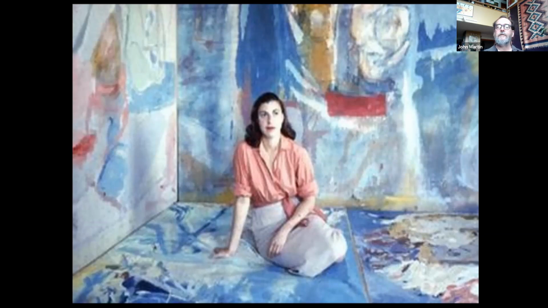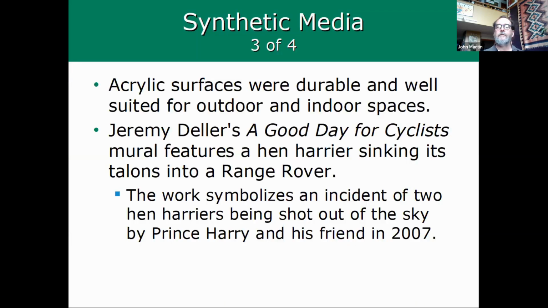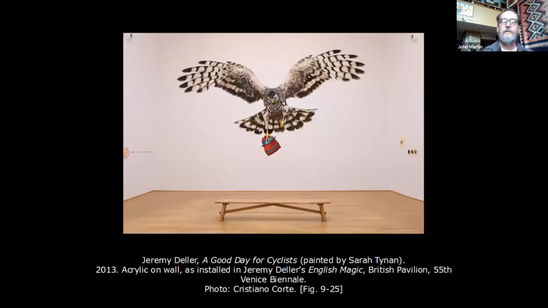Acrylic surfaces were durable and well suited for outdoor and indoor spaces. Jeremy Deller's A Good Day for Cyclists mural features a hen harrier sinking its talons into a Range Rover. The work symbolizes an incident of two hen harriers being shot out of the sky by Prince Harry and his friend in 2007. This is a good example of hierarchical scaling.